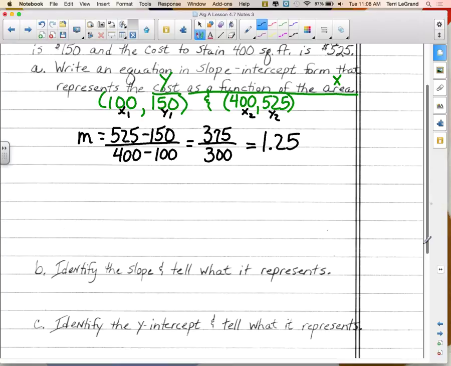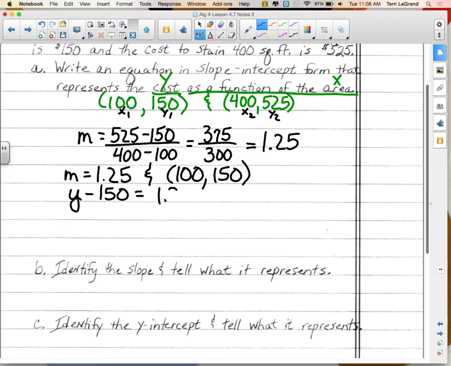No, neither of those ordered pairs has x equal to 0, so we can't say, oh, well, I already know the y-intercept, so I can write my equation now. We're going to have to do the point slope form thing, aren't we? So m equals 1.25. Which ordered pair should we use? The first one. Okay, 100, 150. So it's going to be y take away 150 equals 1.25 times x take away 100.